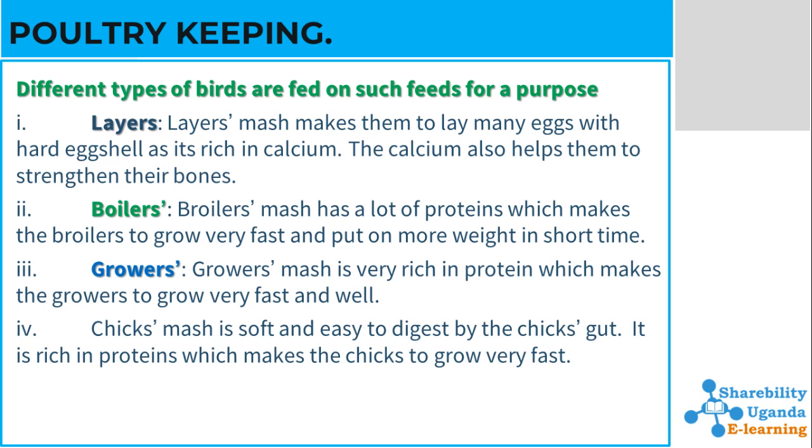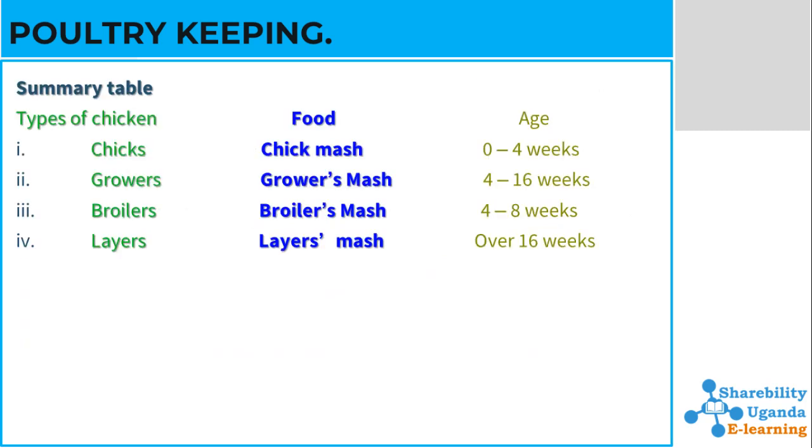Chicks are fed on chicks mash because it is soft and easy to digest by the chick's gut. It is rich in proteins, which makes the chicks grow. Summary: we have a summary here of how chicken are fed.